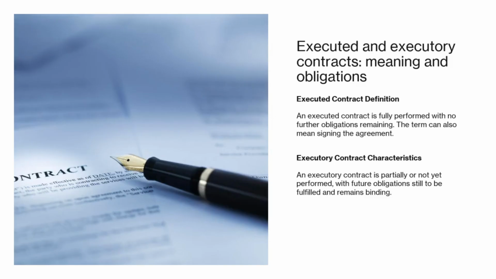An executory contract is a contract yet to be performed or only partially performed. The future obligations to perform exist. The contract is binding, but there's a future performance. A good example is insurance.